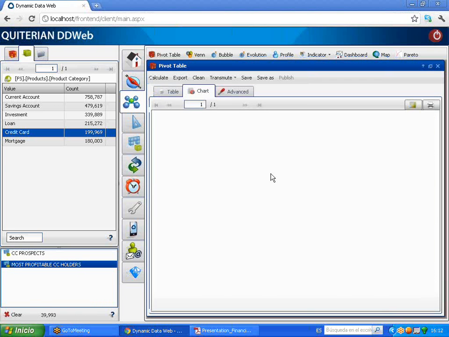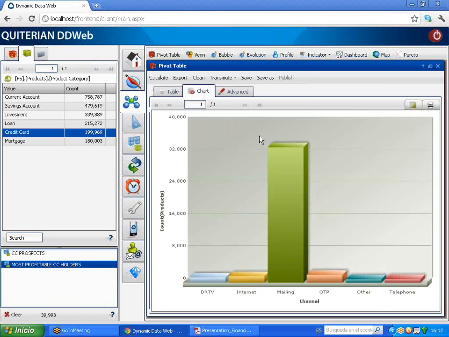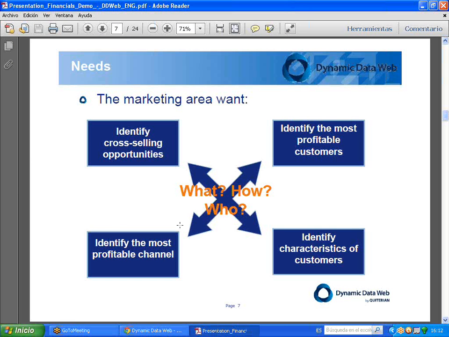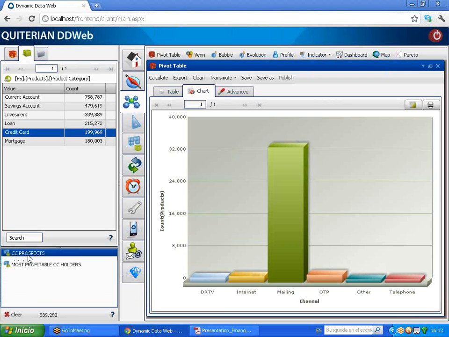Look, really, if we want to be very productive with our marketing budget, we need to use the mailing. Okay, so we found the most profitable channel to reach the most profitable customers. The only thing that is left to us is trying to understand the characteristics of the most profitable credit card holders to be able to extrapolate to our prospects.